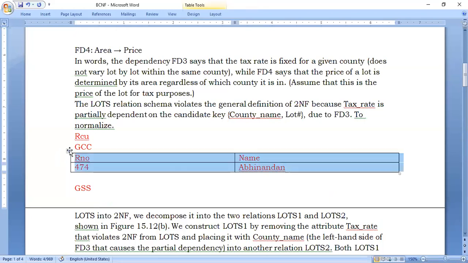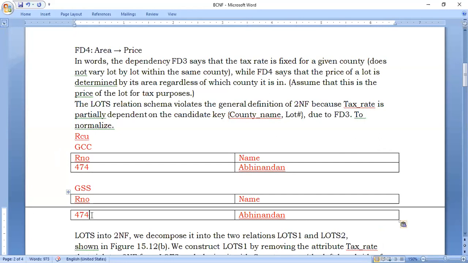In GSS, what will happen is I may have the same roll number 474 with some different name, or coincidentally maybe there is another Abhinandan who has the roll number 474. So this may happen that roll number 474 also exists in Gokte college and also exists in GSS college.